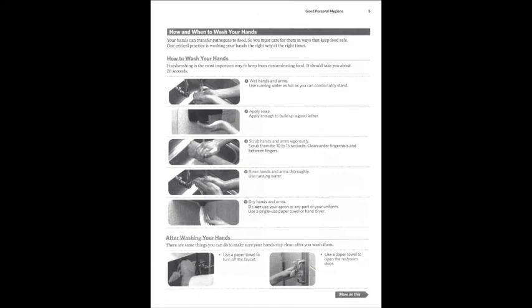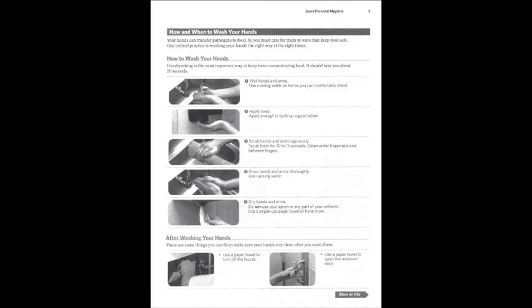Your hands can transfer pathogens to food, so you must care for them in ways that keep food safe. One critical practice is washing your hands the right way at the right times. How to wash your hands. Hand washing is the most important way to keep from contaminating food. It should take you about 20 seconds. 1. Wet hands and arms. Use running water as hot as you can comfortably stand.